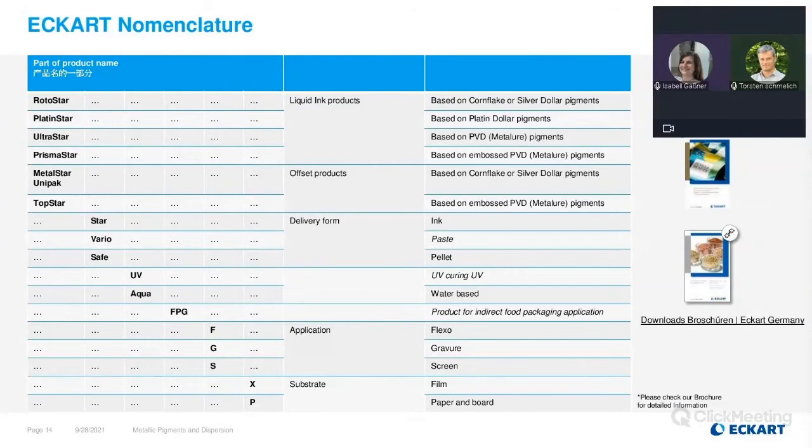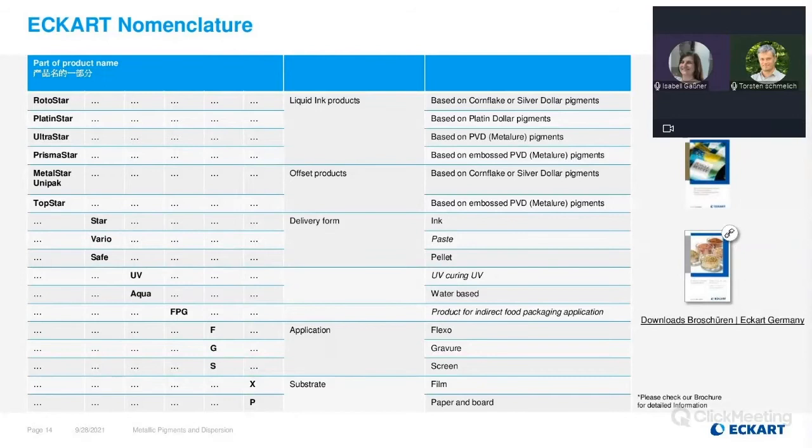I will not go into much detail here because this is just giving you an overview of our nomenclature, which should make it a little bit easier to get orientation, which product classes are called differently, Rotostar, Platinstar, Ultrastar, for example. These are ink types. And then we have the different chemistries differentiated by UV or aqueous suffixes, and the differentiation by delivery form would be star for ink, vario for paste, and safe for the palette types. Beside that, we have of course FPG mentioned as the product series for food packaging grade.